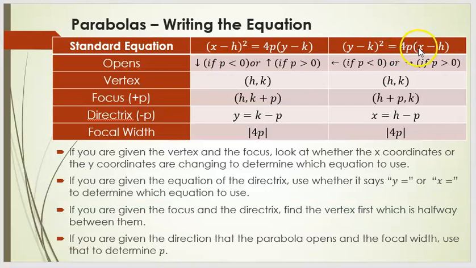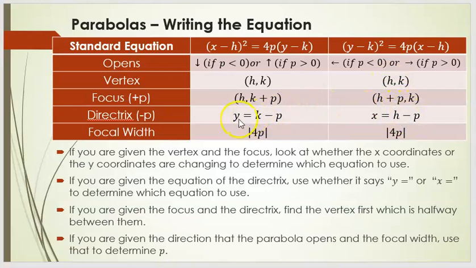And then the same thing would happen on the other formula. If p is touching x in the formula, then you're going to add p to the x coordinate of your vertex. So it becomes h plus p instead. So that's why I wrote a little plus p next to the focus here. That's to remind you to add that number and then add it to whatever it's touching, x or y. The directrix is the same idea, except this time we're going to subtract p. So if p is touching y, you're going to take the y coordinate of the vertex and subtract p from it. If p is touching x, you will take the x coordinate of your vertex and you'll subtract p from it.